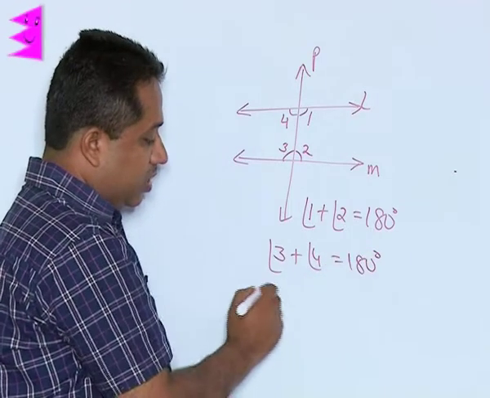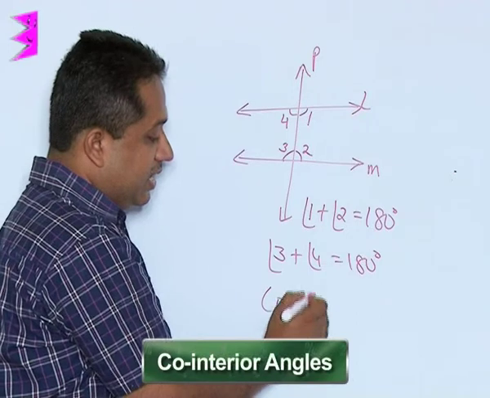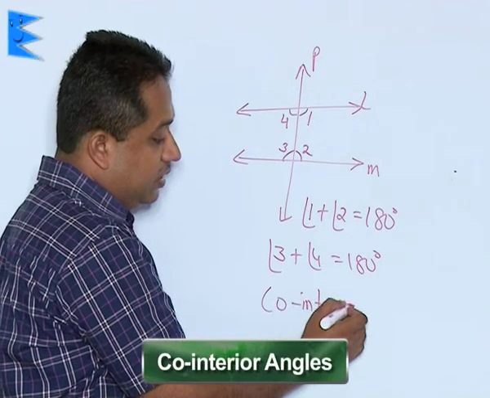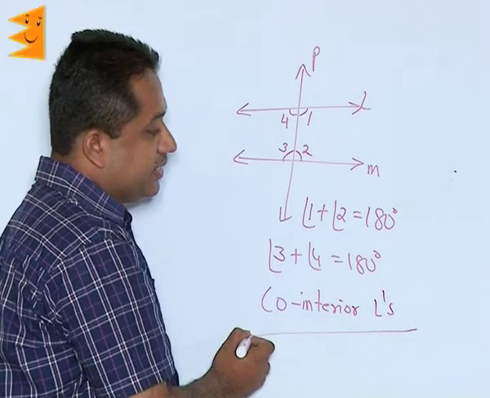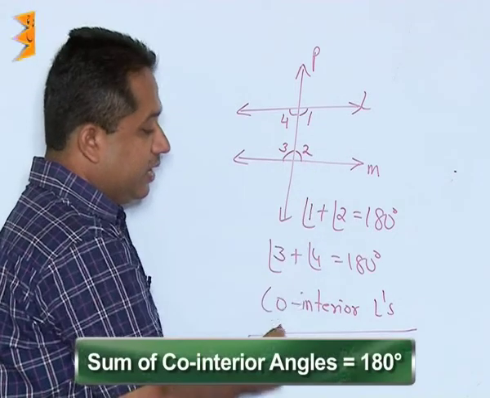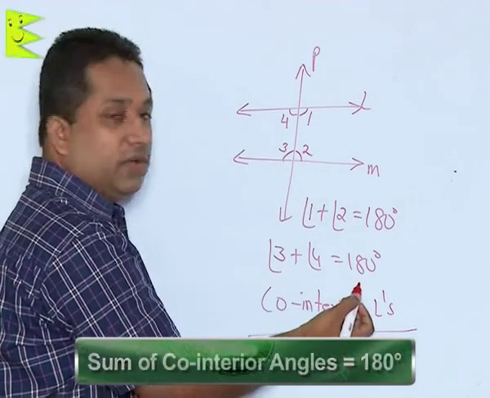So, these are called the co-interior angles or the consecutive interior angles, and by property we can say that the sum of the co-interior angles will give us a total of 180 degrees.